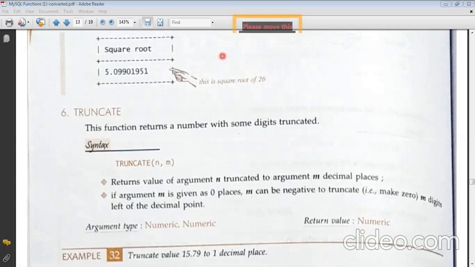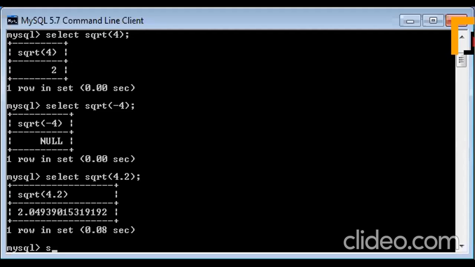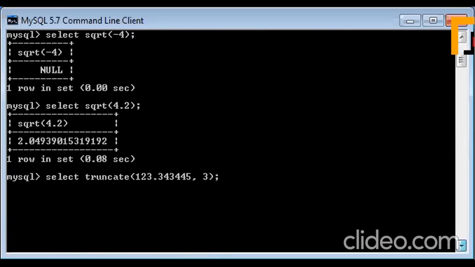So let us see some examples we are performing in SQL. The function we are using is select truncate. And what do we want to truncate? Suppose I have a number like this, and I want to truncate it to 3 decimal places. Select truncate, the number with a point, comma, 3 places and the terminator. So what do you think the output would be?